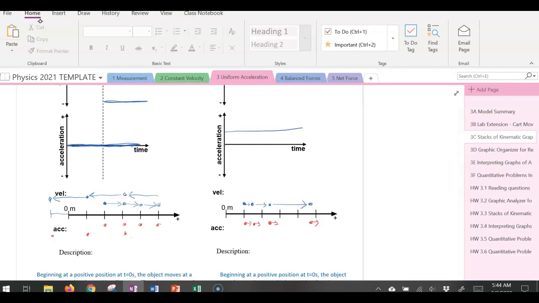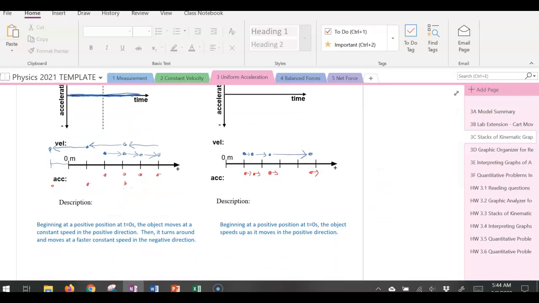acceleration. And the description for this would be: beginning at a positive position at time 0 seconds, the object speeds up as it moves in the positive direction. Please use the words speeds up, or, if it's slowing down, you can say the object slows down. But use these words. Talk about how the speed changes rather than saying the object moves in a positive direction at a constant rate of acceleration.